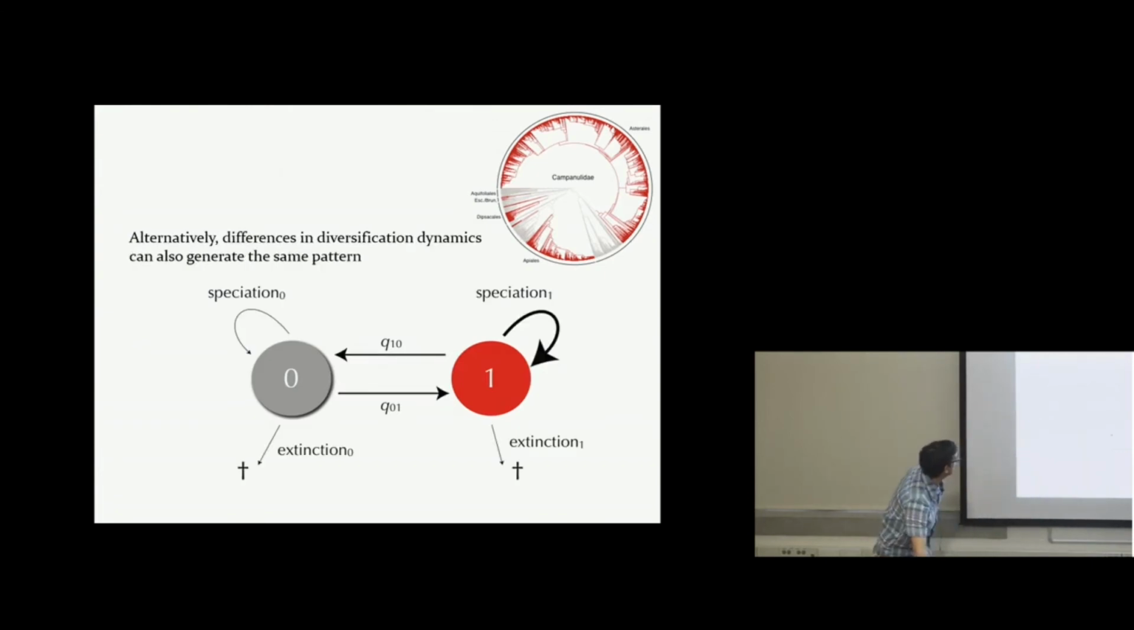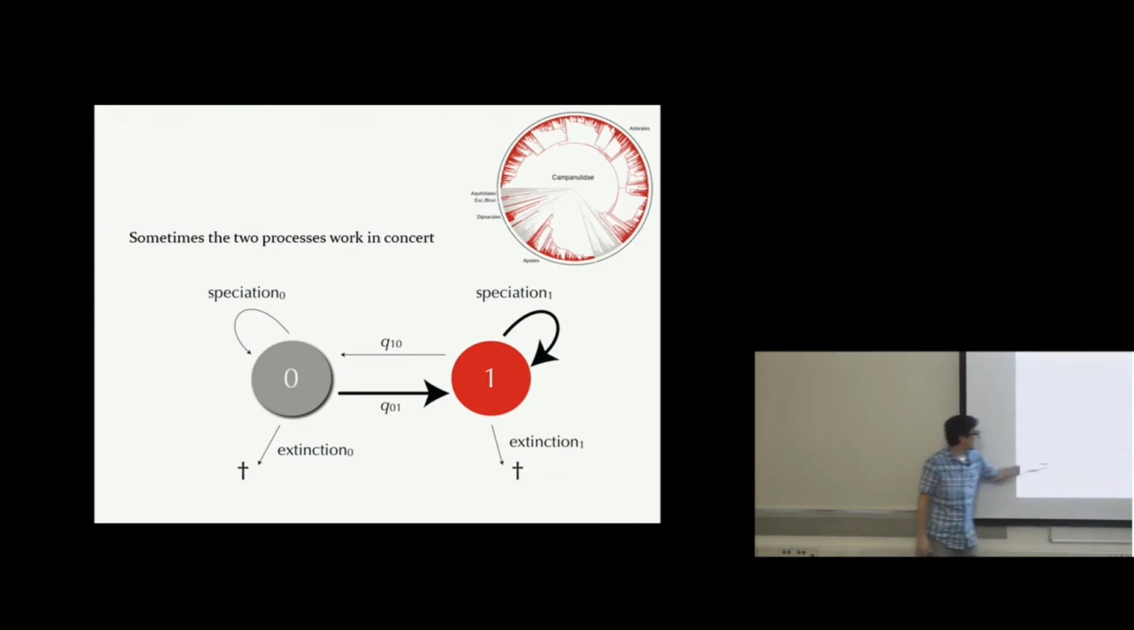But you can also think that maybe the transition rates are identical, but the diversification rates change. So you could have higher speciation rates feeding back into that Akene state. So that's why you see this overabundance of characters. Alternatively, these two processes could work in concert, so that you can actually have asymmetric transition rates as well as higher diversification rates that are causing this overabundance of Akenes.